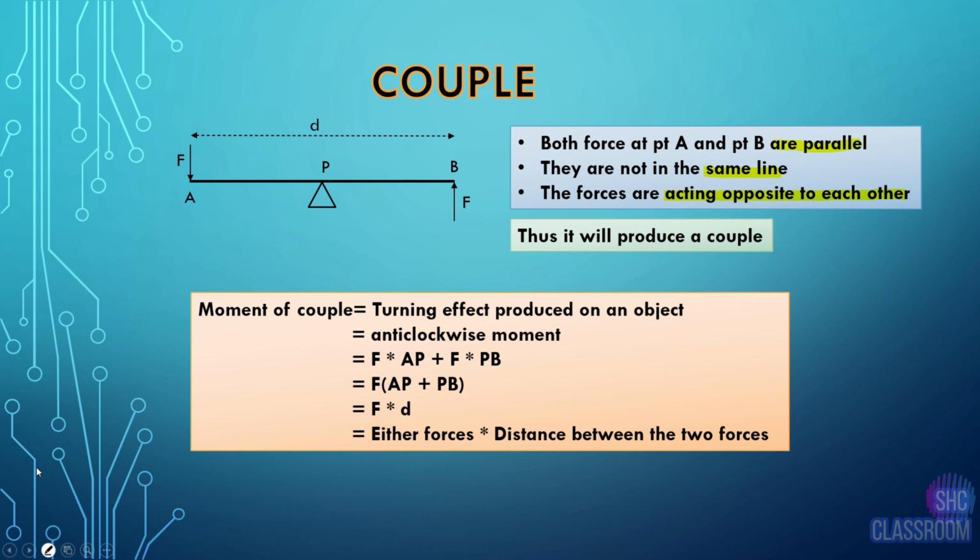Moment of couple. The moment of couple is the turning effect produced by a couple on an object. It is equal to the product of the magnitude of one of the forces and the perpendicular distance between the forces.